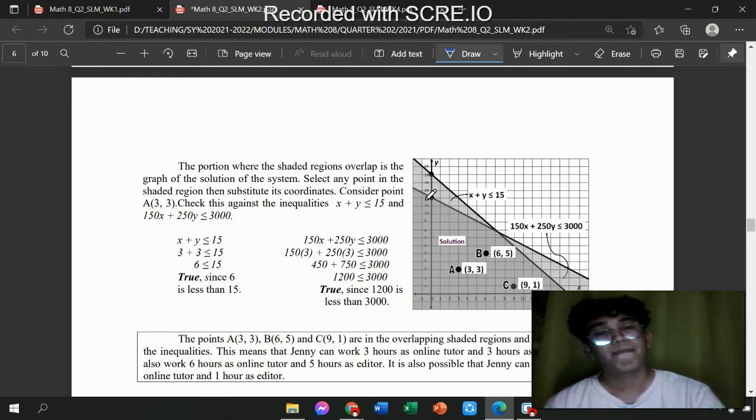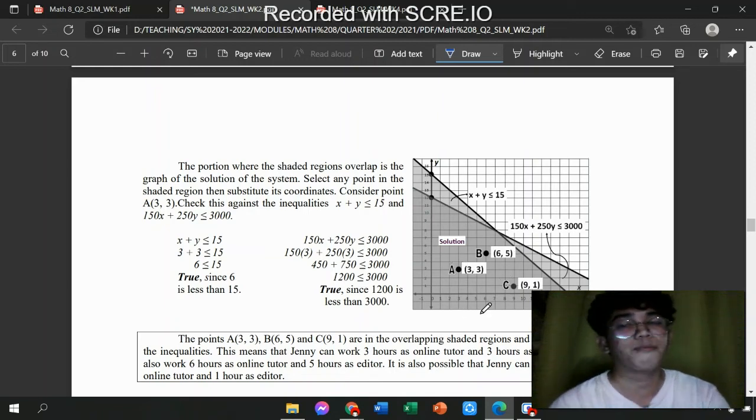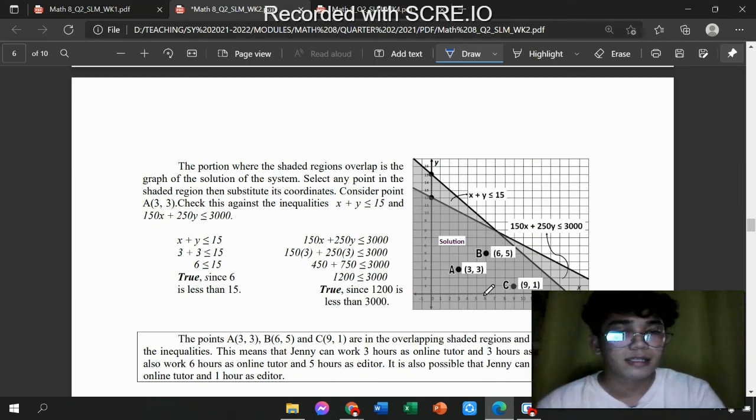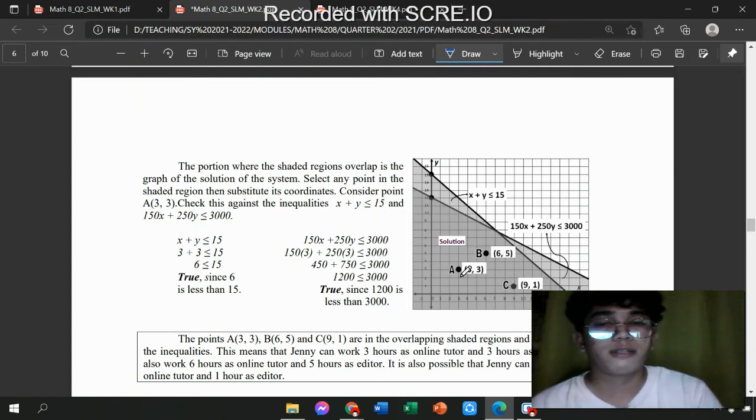Then asa man ang mag-overlap nga area, which means naa ani ang atong solusyon. So magpili na pud ta og mga points. So ang atong gipili nga points is 3 and 3, that's point A. 6 and 5, that's point B. And 9 and 1, that's point C. So kanang atong mga solusyon.